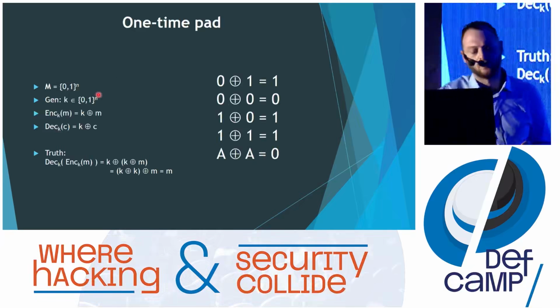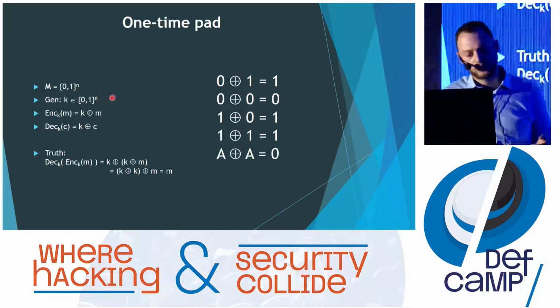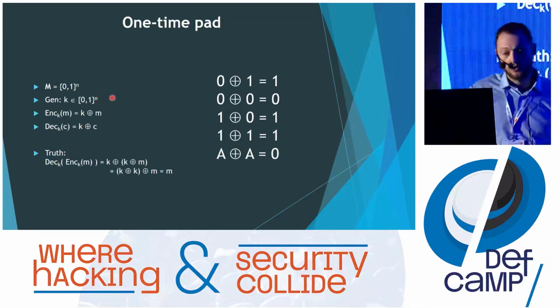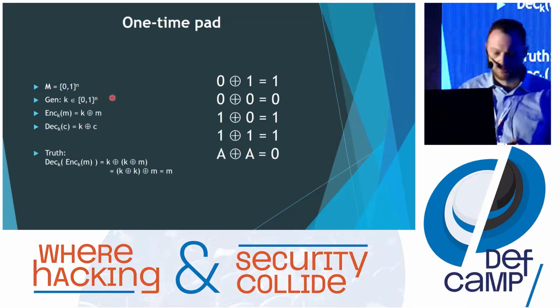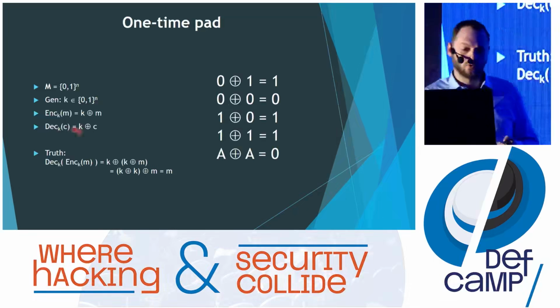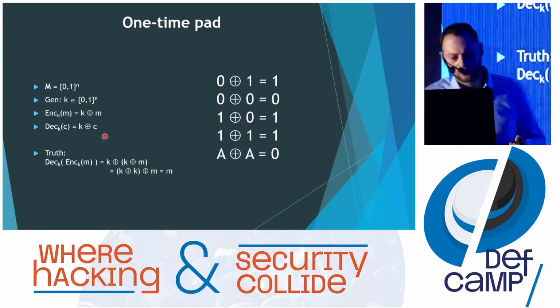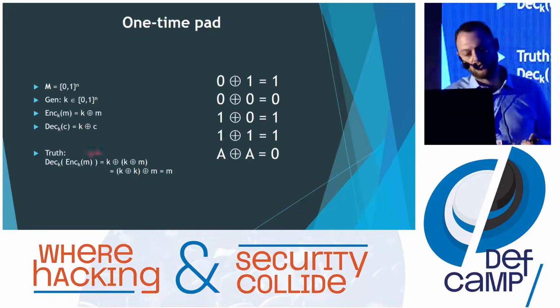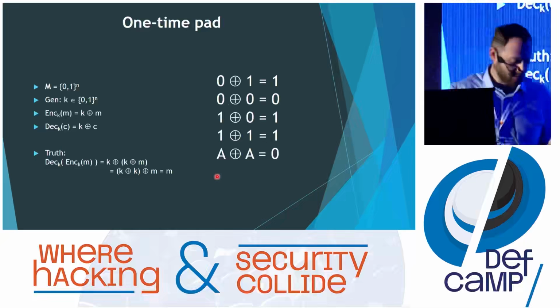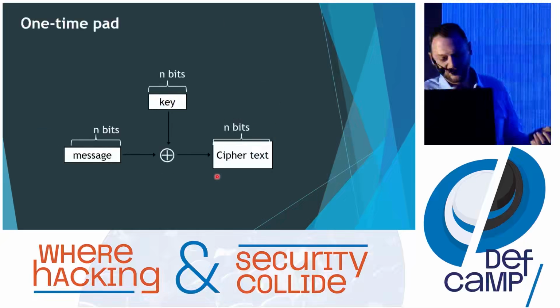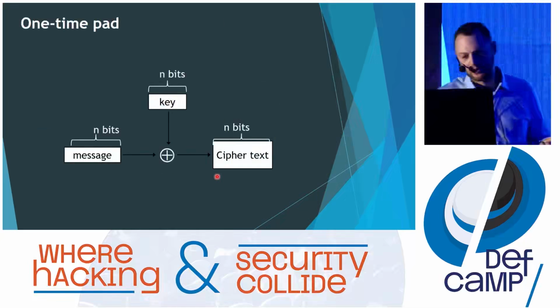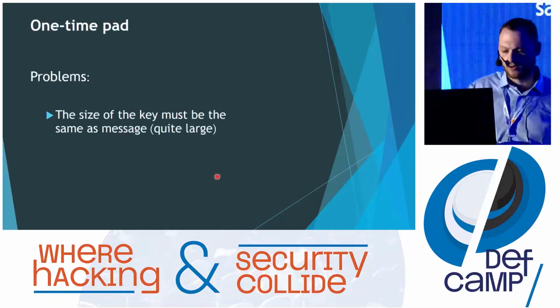So how does one-time pad work? We take the message n bits long, we generate the key of the same size, and we just XOR key and the message. To decrypt the message, we just reverse the operation. We XOR key and C. Now here it's shown that it's really true. Key XOR key is 0, and we are left with the message. Here it is illustrated how it works: n-bit key and n-bit message, and we get n-bit ciphers.